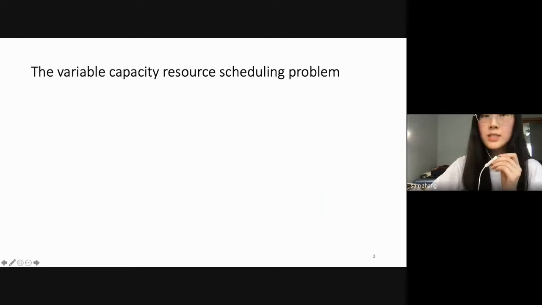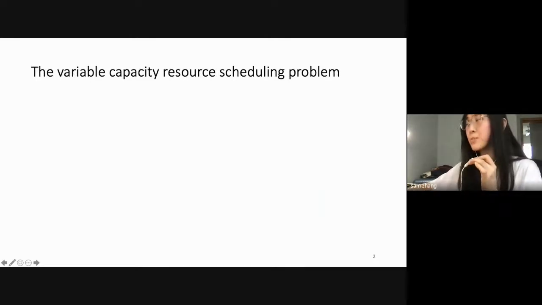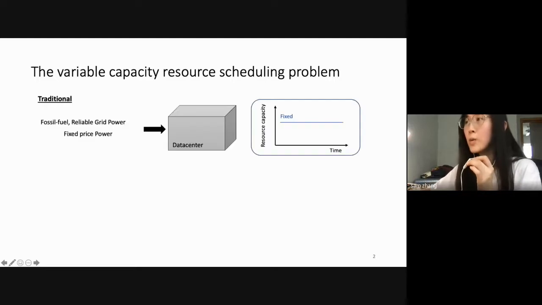So what does the variable resource capacity problem look like? In a traditional world, we have fossil fuel or reliable grid power and also some fixed price power that feeds into the data center. So we have a resource capacity that is a fixed horizontal line. The scheduler will see this fixed capacity for scheduling and assume it's going to be stable going forward.